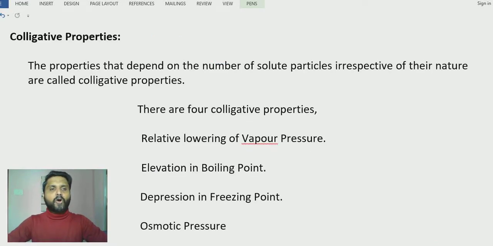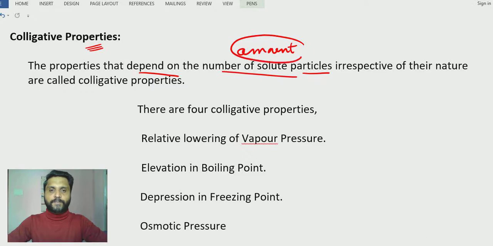Now, what are these colligative properties? These colligative properties depend upon the number of solute particles. Maybe 1 mole, 2 moles, 3 moles of solute particles are there. That means it depends on the amount of the substance dissolved, correct? Amount of the substance is nothing but the concentration of the solution. So therefore, these colligative properties depend upon the concentration, maybe molarity, molality, mole fraction. Okay. So there are four types of colligative properties.